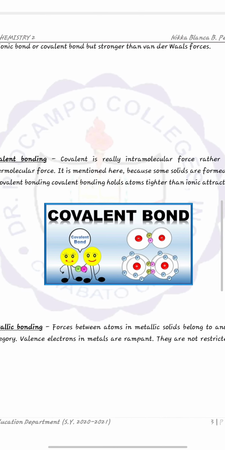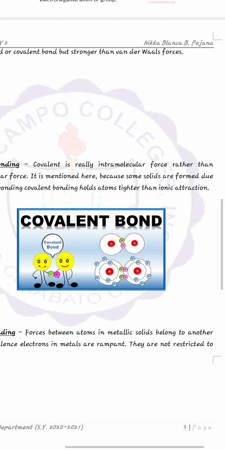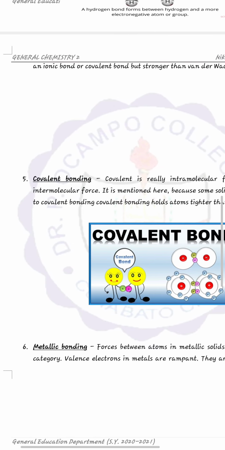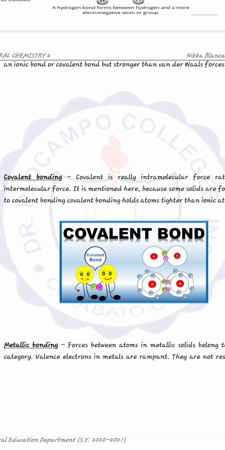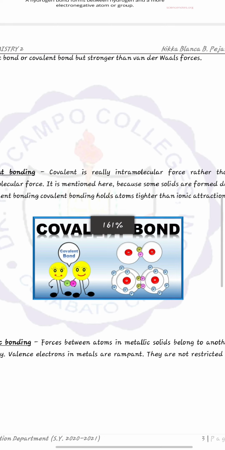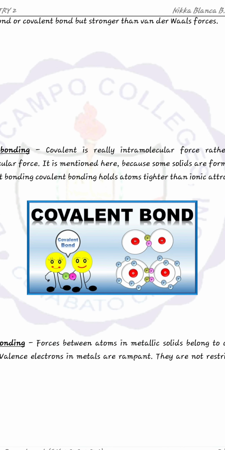Okay, let's proceed again to the bonding, which is covalent bonding. It is mentioned here that some solids are formed due to covalent bonding. Covalent bonding holds atoms tighter than ionic attraction. So again, when we say covalent bonding, it is all about sharing of charges. It's like the negatively charged electrons, sharing of electrons to be exact, and the positively charged ones will mix or bind to each other, and it will produce a certain bond which is called covalent bond.